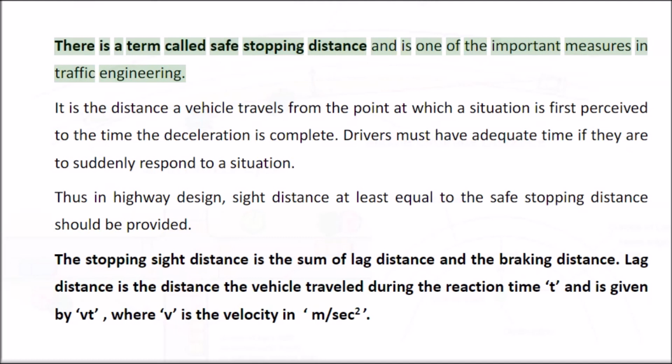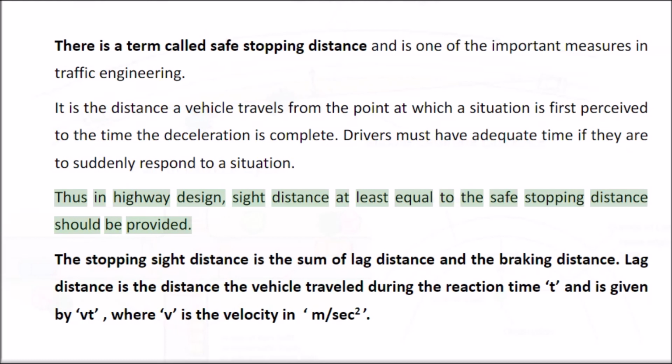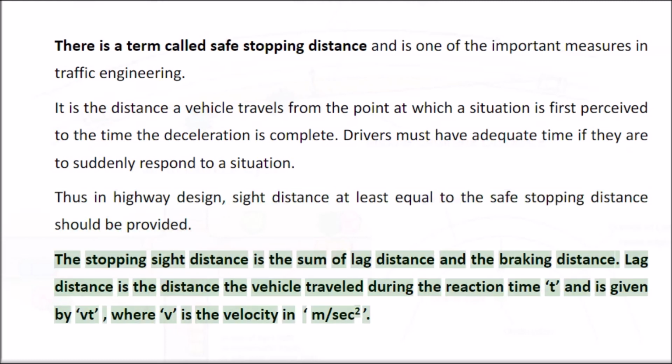There is a term called safe stopping distance and it is one of the important measures in traffic engineering. It is the distance a vehicle travels from the point at which a situation is first perceived to the time the deceleration is complete. Drivers must have adequate time if they are to respond suddenly to a situation. Thus in highway design, sight distance at least equal to the safe stopping distance should be provided. The stopping sight distance is the sum of lag distance and the braking distance.